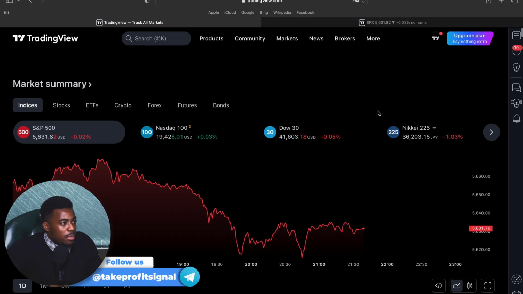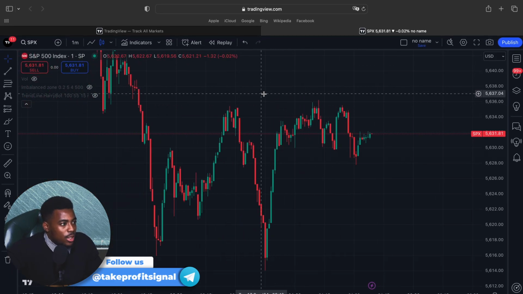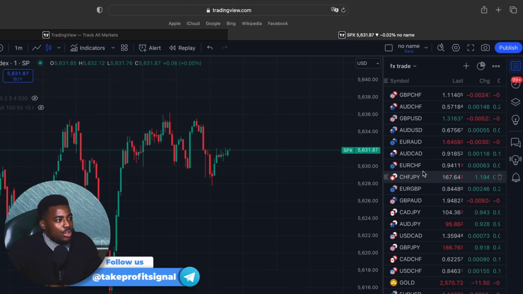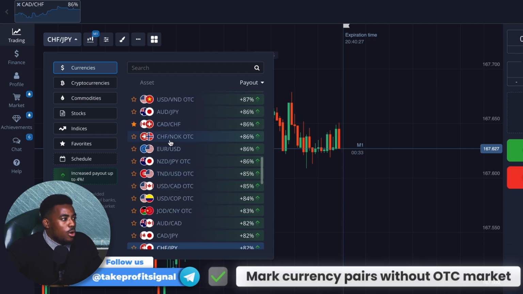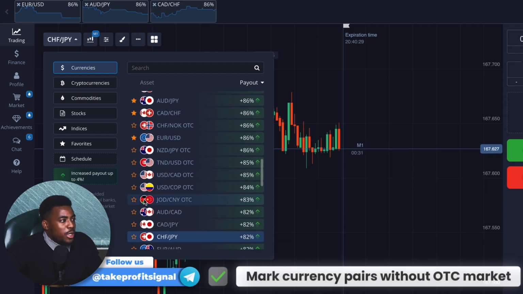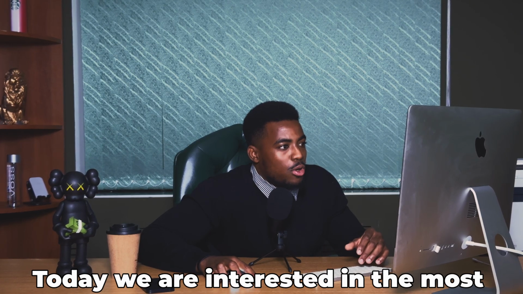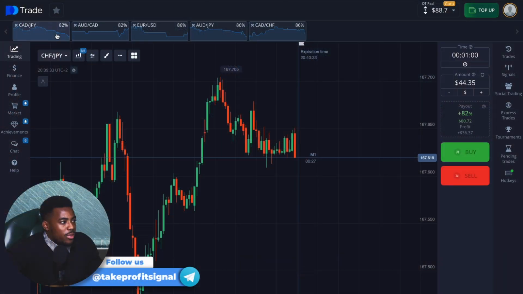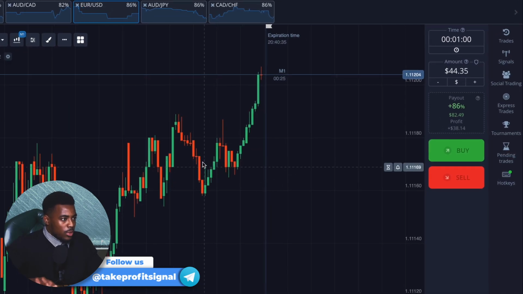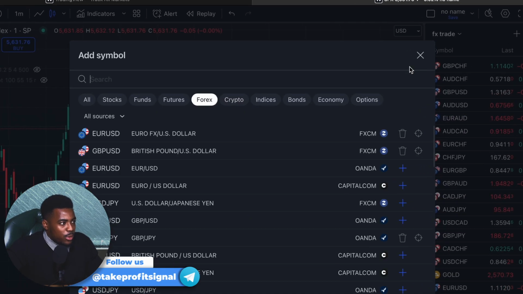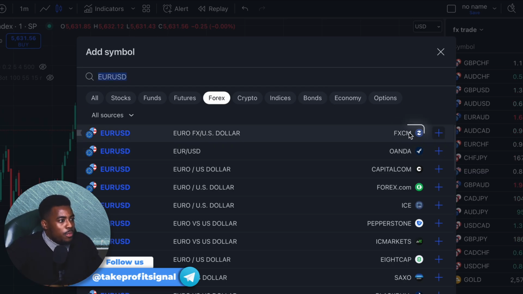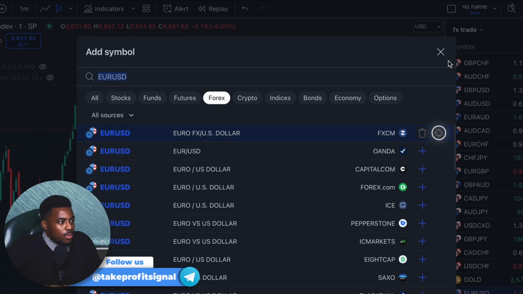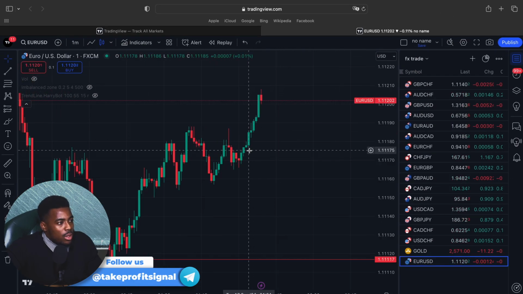We just click here, expand the chart and open the asset. We go to the list of assets. Our task is to choose the same currency pairs as on the Pocket Option platform. That's why we mark all currency pairs with our OTC marking as favorite. Today we are interested in the most common exchange currency pairs. Let's say we have the euro dollar. We click on the plus, and here we write the name of the currency pair and add the name of any provider, for example FXCM. Just click on the plus and we have an identical chart, on the Pocket Option platform and on TradingView.